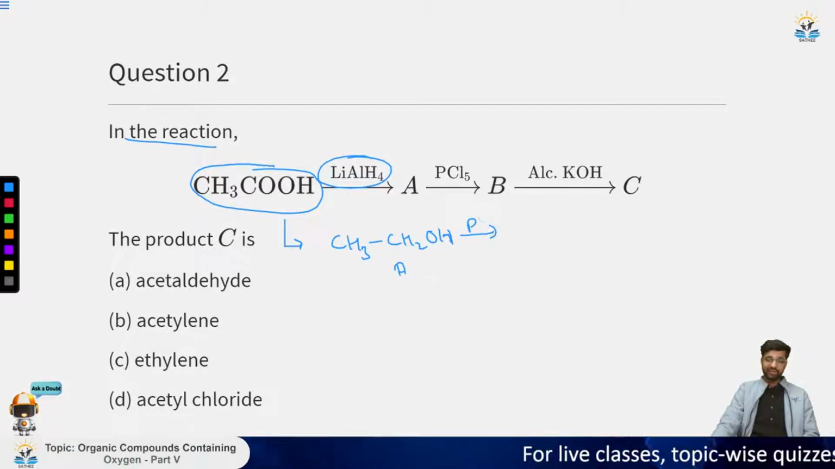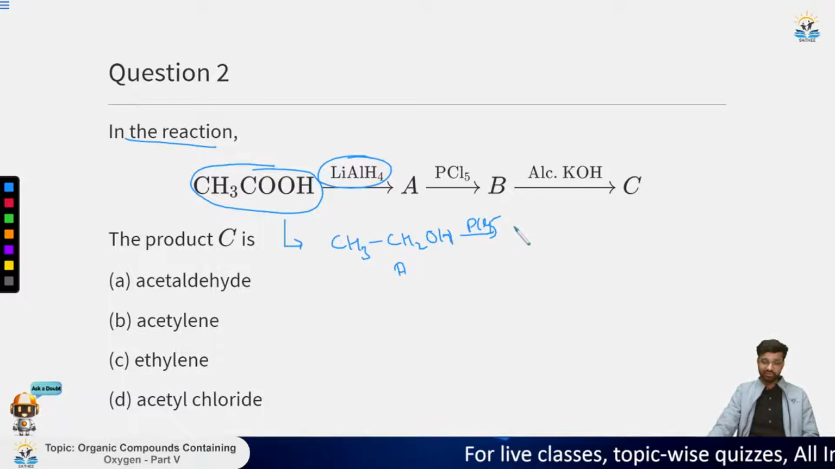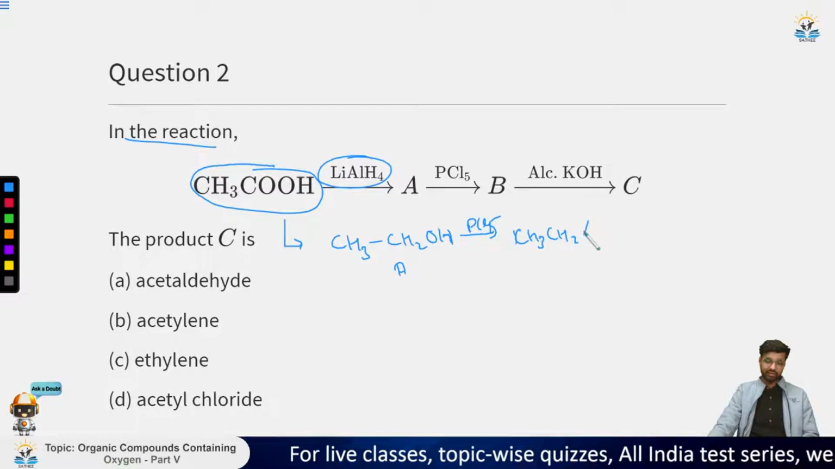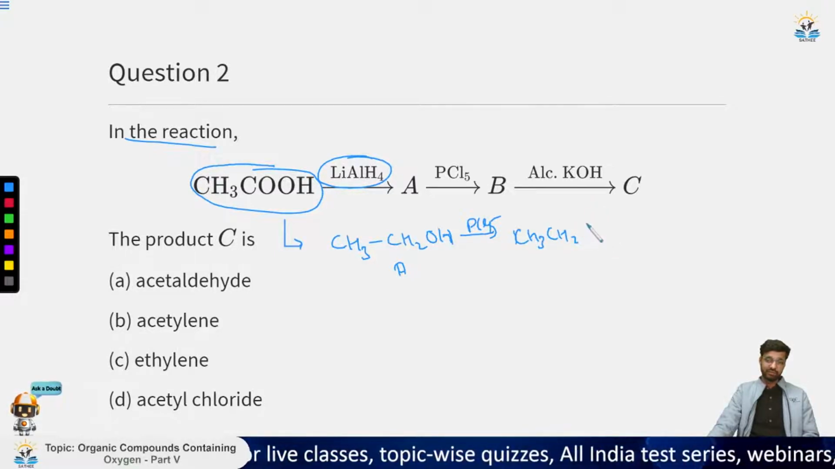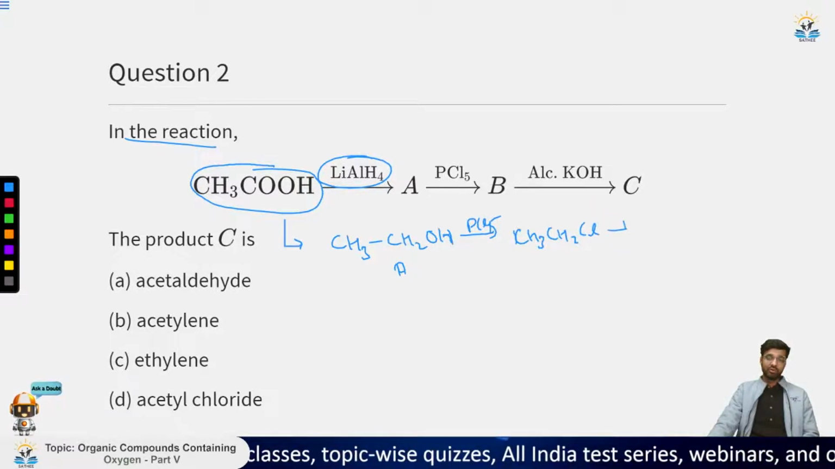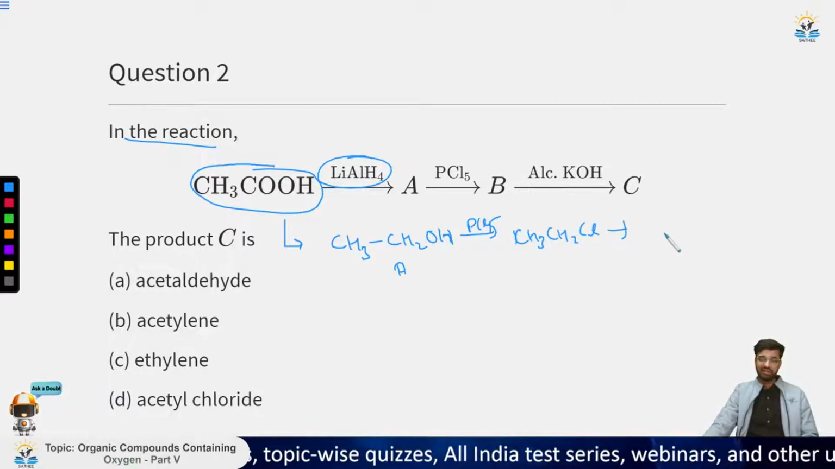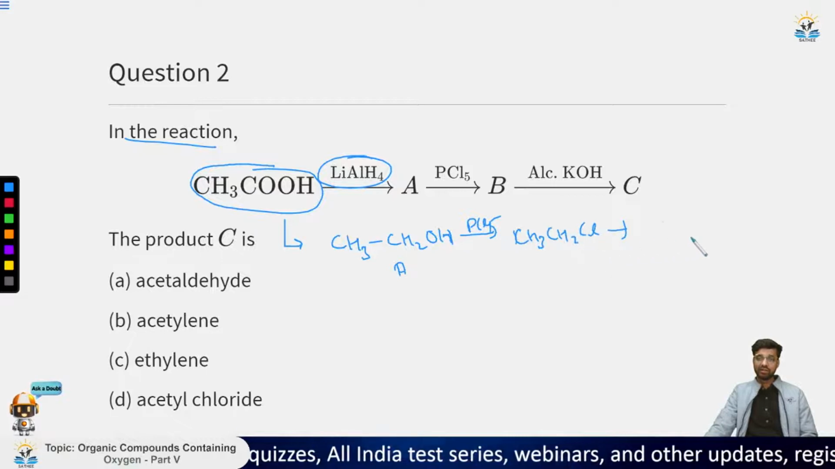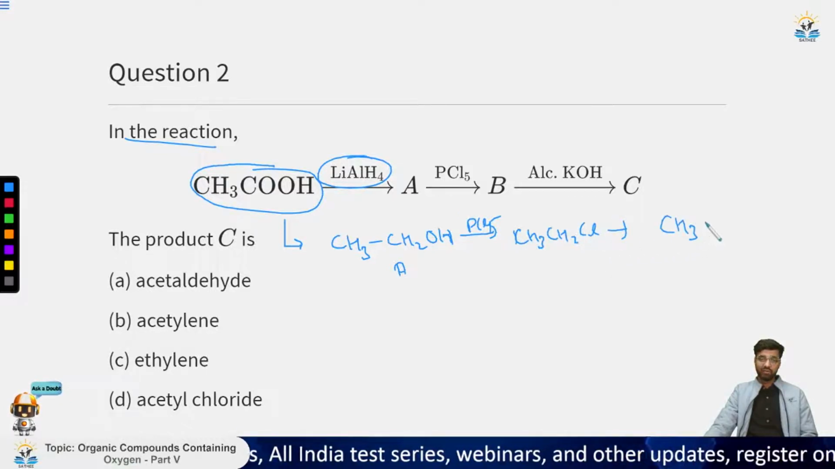Then we have PCl5. This is the reaction from the first chapter, so you will get CH3CH2X here, that is Cl. Then we will take alcoholic KOH. Now what does alcoholic KOH do? It eliminates, making a double bond.